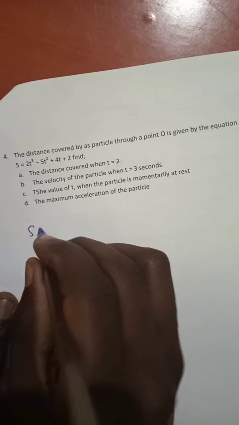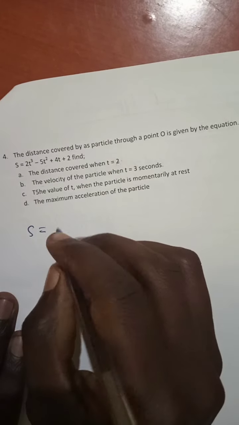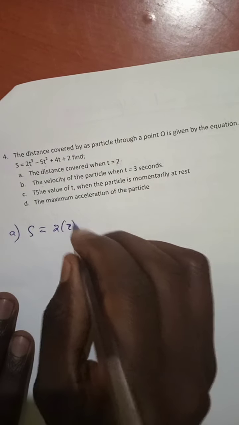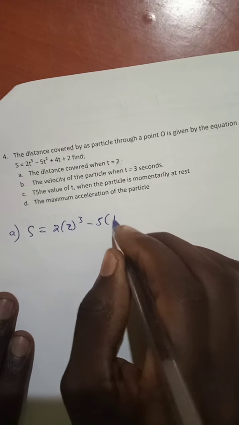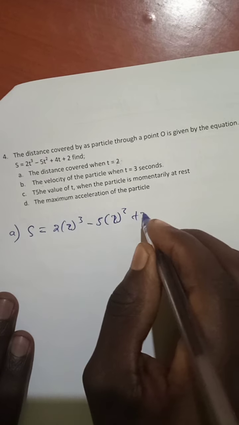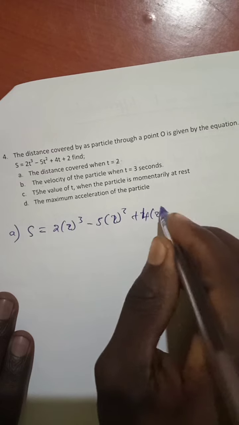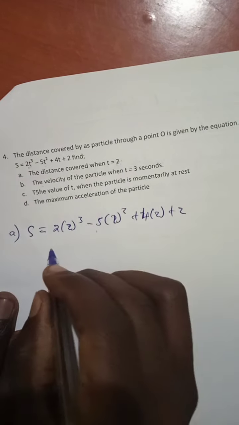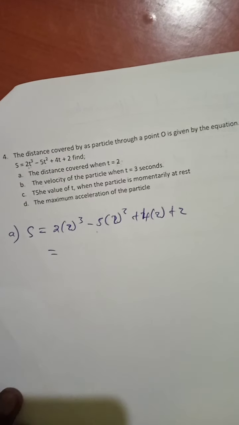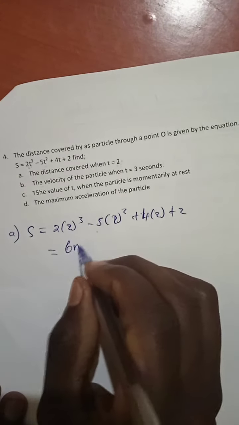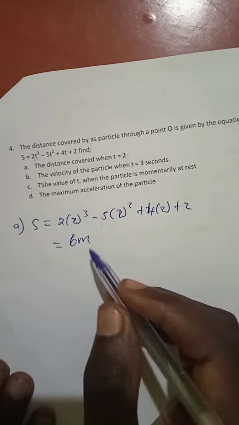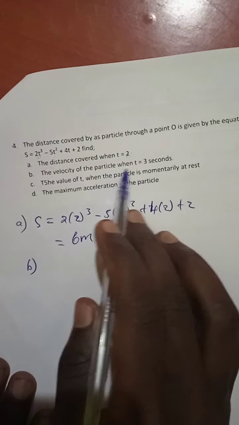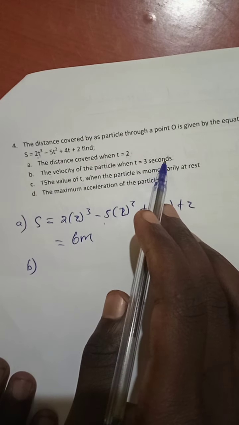That means, for part A, S = 2(2)³ − 5(2)² + 4(2) + 2. Wherever there is t, use 2, then use your calculator. Using your calculator, you end up with 6, and it is in meters. Then the second part, part B of the question: the velocity of the particle when t is equal to 3 seconds.